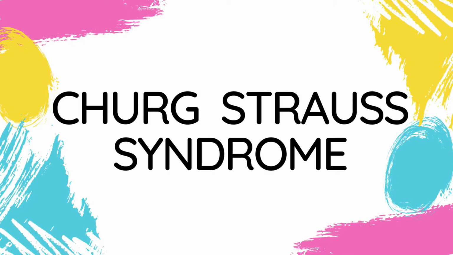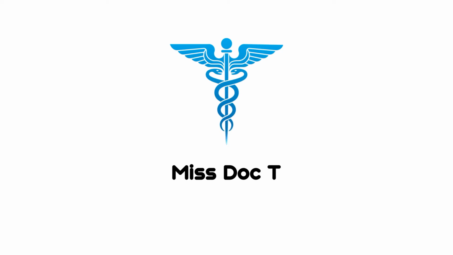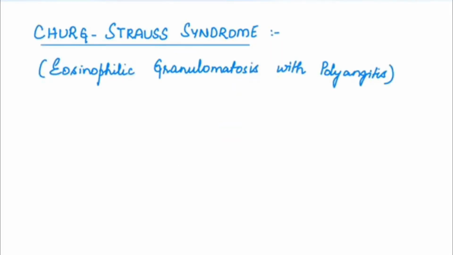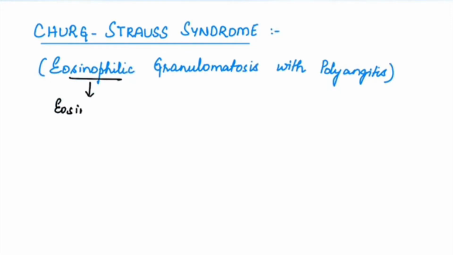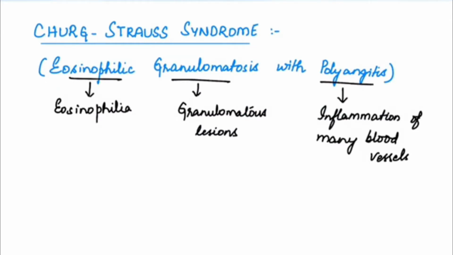Churg-Strauss syndrome. Churg-Strauss syndrome is also known as eosinophilic granulomatosis with polyangiitis. Now, as the name indicates, there is eosinophilia, there are granulomatous lesions, and there is inflammation of many blood vessels.